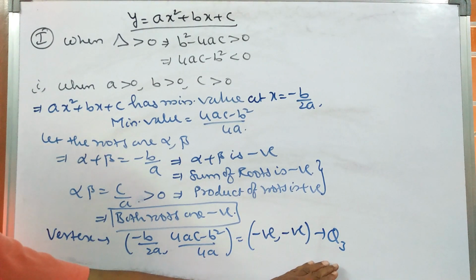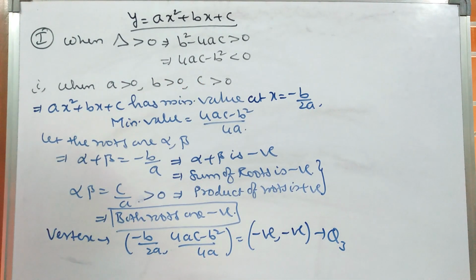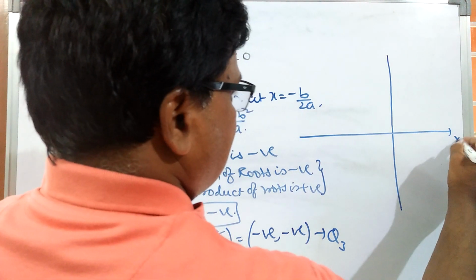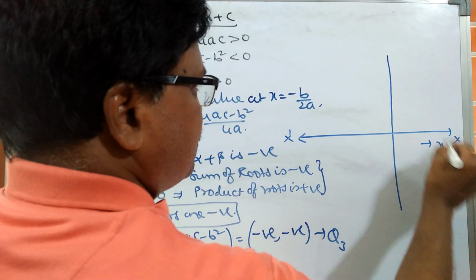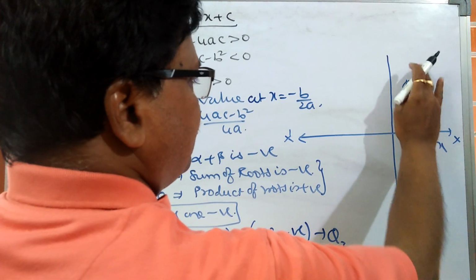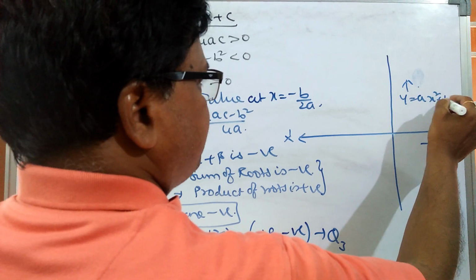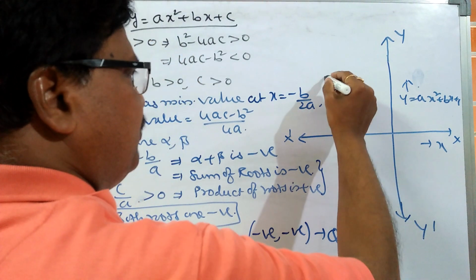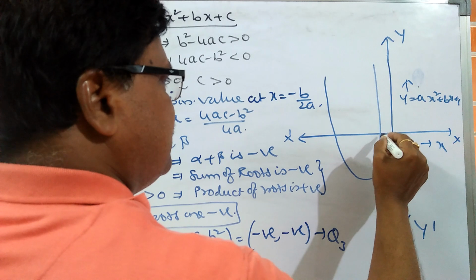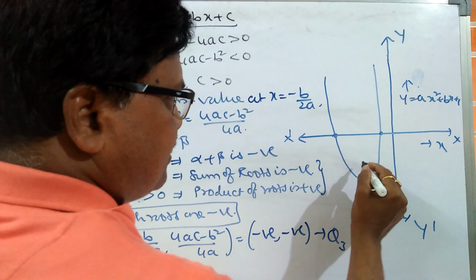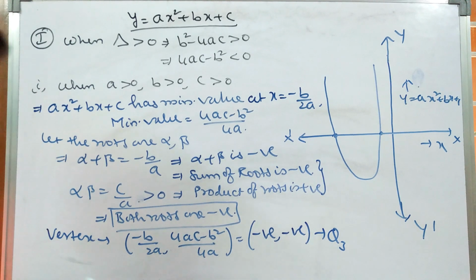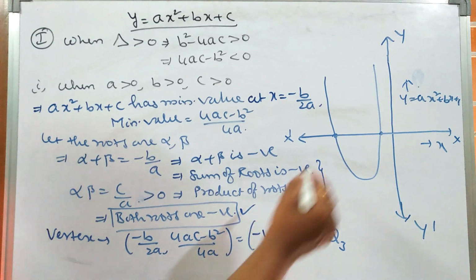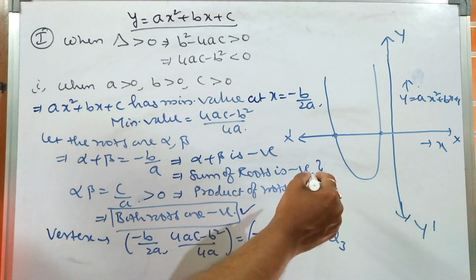So the vertex lies in the third quadrant and this equation is having two negative roots. The graph in this case will be like this. Let us consider this is the x-axis, these are x values and this is the y-axis. Y is equal to ax square plus bx plus c. The graph will be like this, intersecting the negative x-axis at 2 points. Why? Because both the roots are negative. This is the important thing. That's why it intersects the negative x-axis at 2 points.